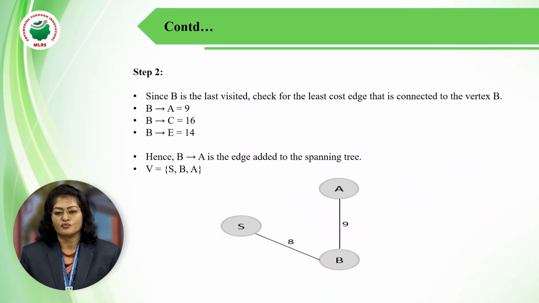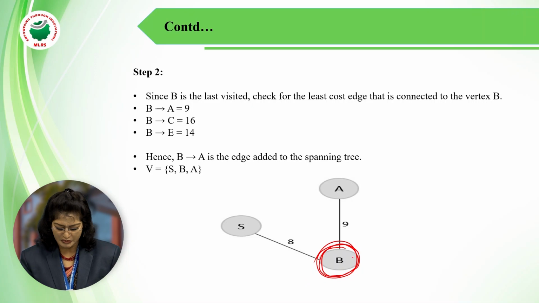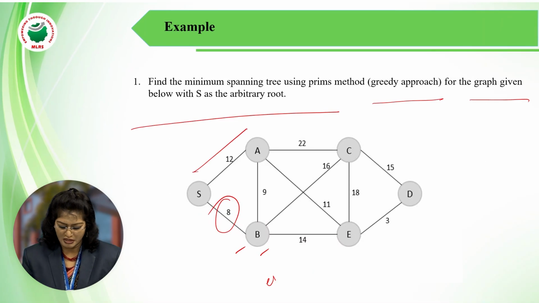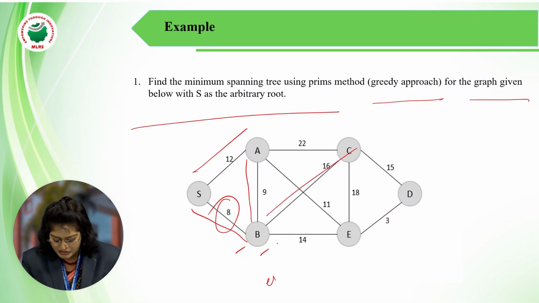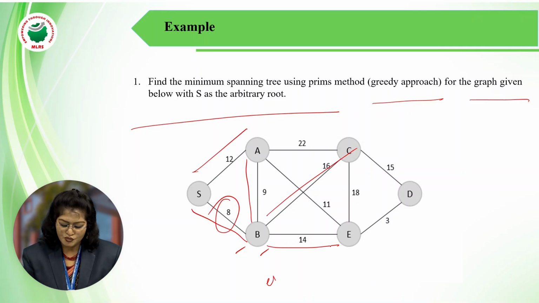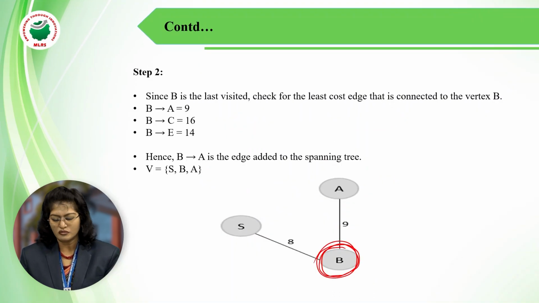Step 2. Now B is the new arbitrary root, the last visited, meaning S to B has been taken. From B we check the least cost edge connected to vertex B. B to S is connected, as this is an undirected graph, and B to A is connected. Next, B to C is connected, and B to E is connected. In this, which one is shortest? B to A is shortest, so now you need to connect B to A.